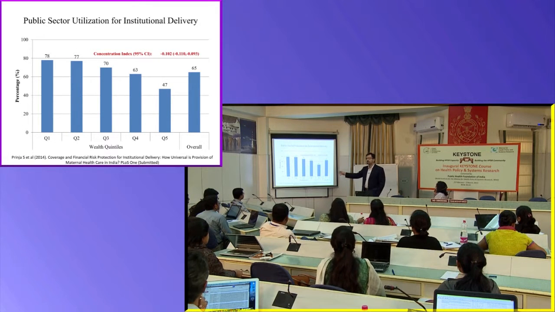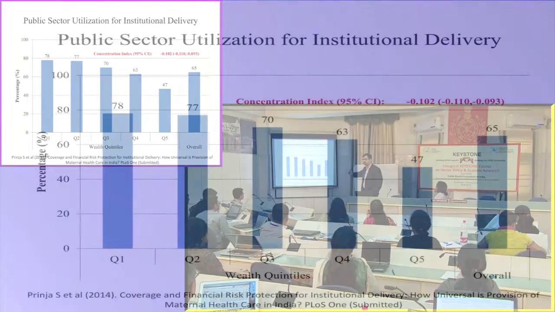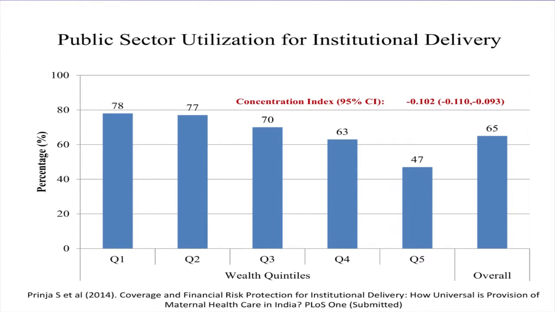So you break down your service utilization rates by, for example, income quintiles, starting from the poorest to the richest, and look at the utilization for institutional delivery. What you find is that it's the poorest who use it more than the richest. So there is a steep gradient between the richest and the poorest, which means the poor are using your services more. It's an equitable system.